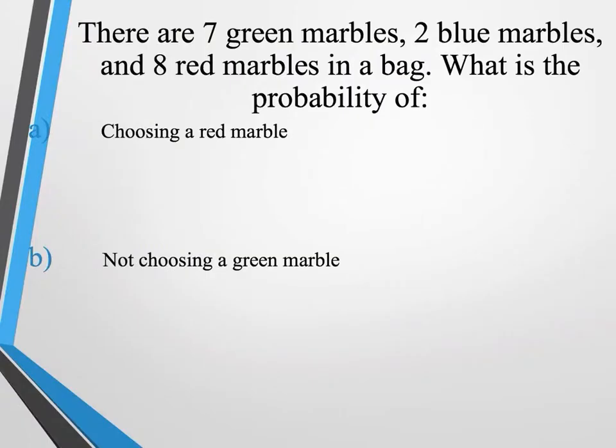Now, there are 3 green marbles, 2 blue marbles, and 8 red marbles in a bag. What is the probability of choosing a red marble? Well, how many red marbles are there? There are 8 red marbles. So that 8 goes in my numerator, the top number of my fraction. The bottom is the total number of marbles in the bag. Well, we have 3, 2, and 8. 8 plus 2 is 10. 10 plus 3 is 13. So the probability of choosing a red marble would be 8 over 13.